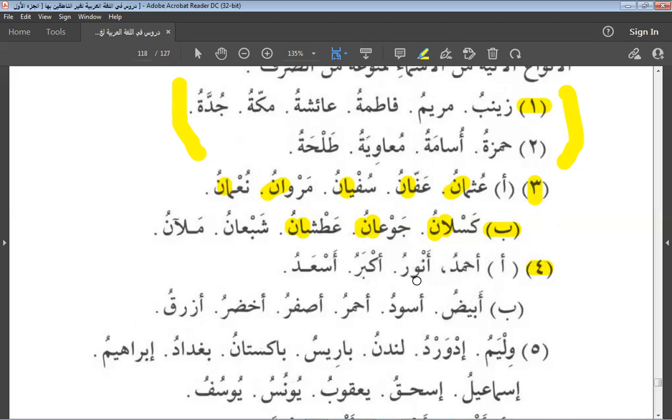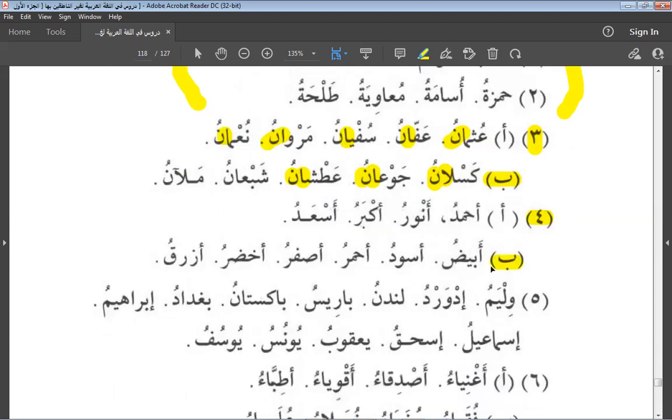In that case, they become mamnu' min as-sarf because verbs do not take tanween. So when a noun looks like it, the noun also does not take tanween. It gets affected by looking like it. As the hadith says, Man tashabaha biqawmin fahuwa minhum. Whoever acts like a particular people, he is part of them. So we can just use that ruling to affect these nouns here. Any proper noun that looks like a verb becomes mamnu' min as-sarf.